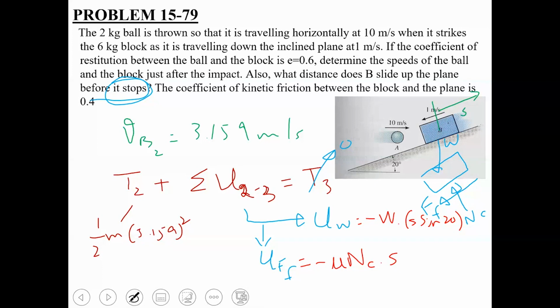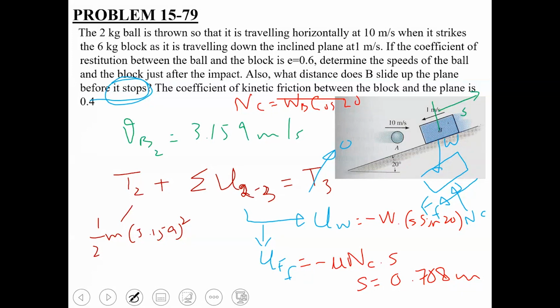How are you going to determine this N_C? Sir, by applying the equation of motion along the normal axis, along the y-axis, which is perpendicular to the incline. So N_C should be equal to W_B times how much? Cos 20 or sin 20? Cos 20. So N_C is W_B cos 20. So in this equation the only unknown is S. Once you solve it, S comes out to be 0.708 meters, or 708 millimeters.